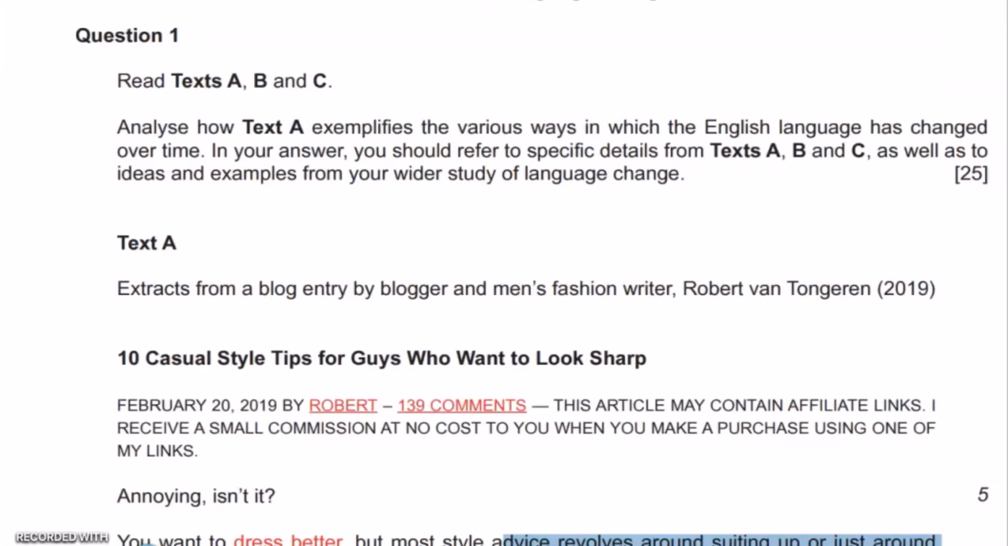In this way, you need to analyze all the three texts in relation to one another.